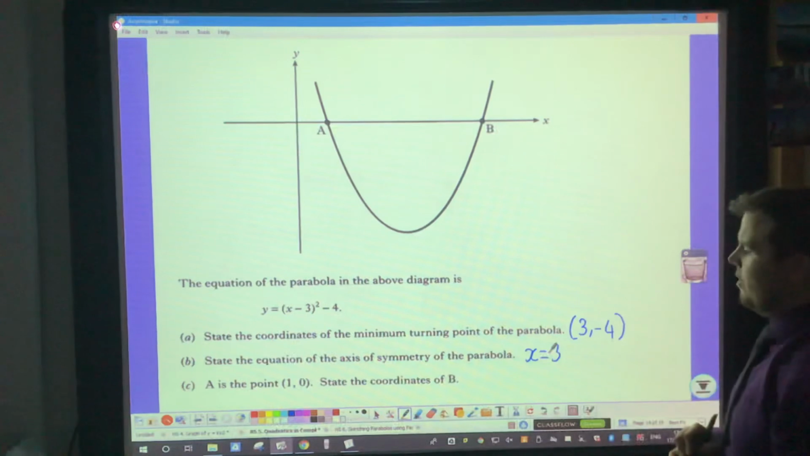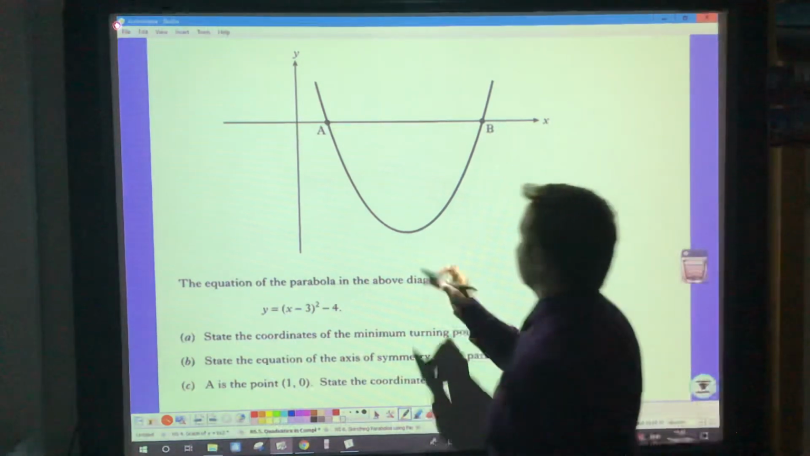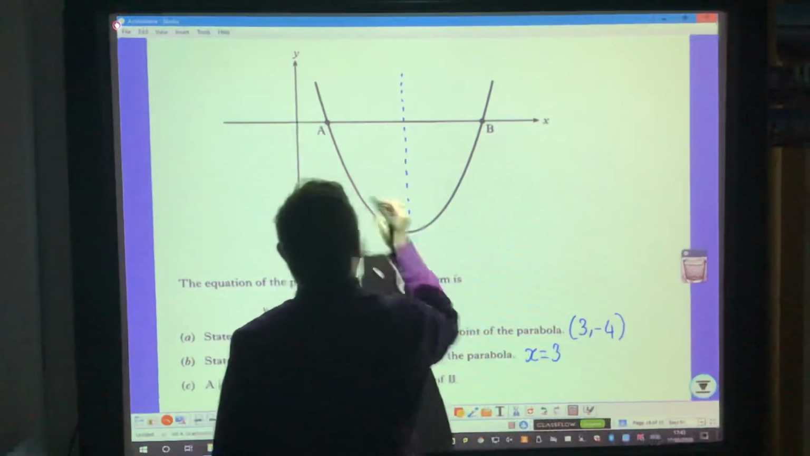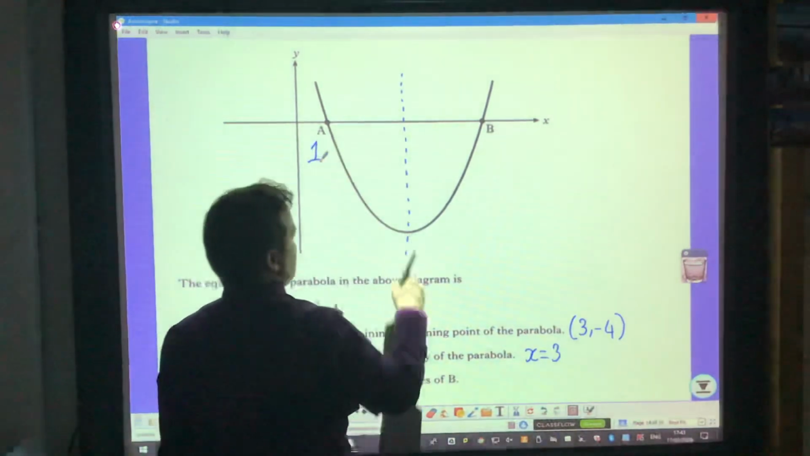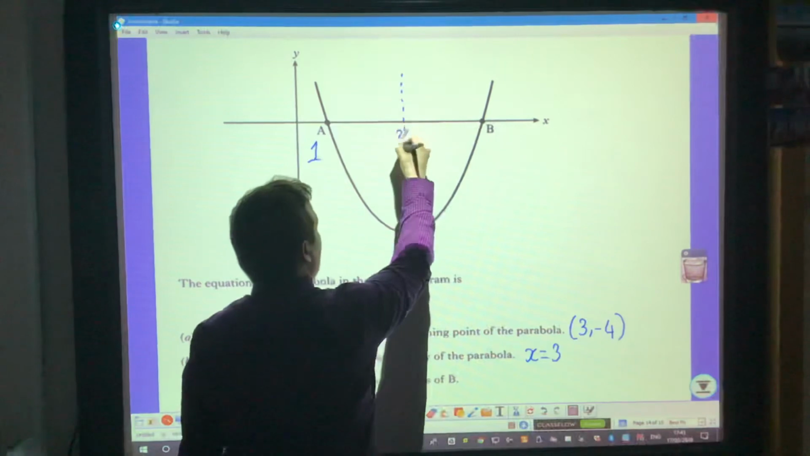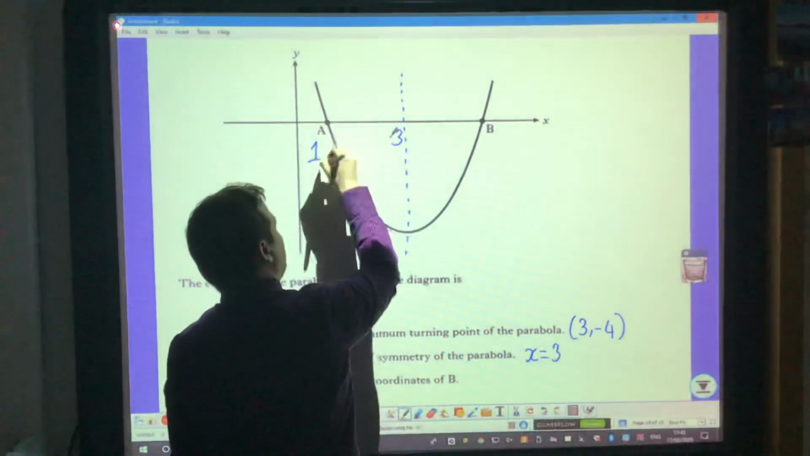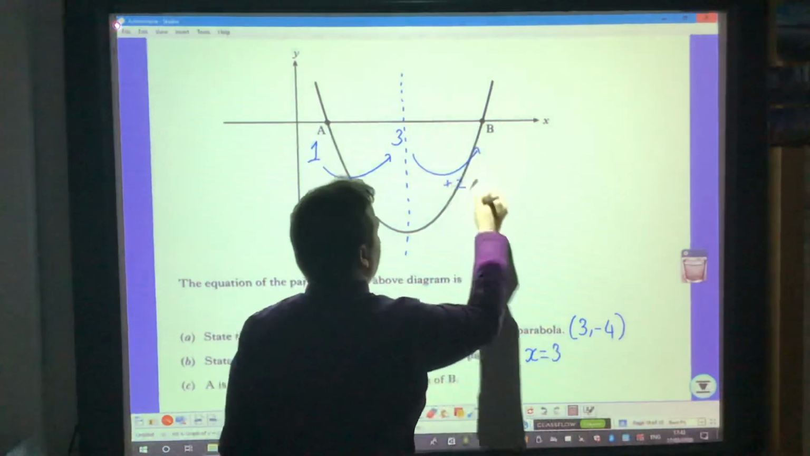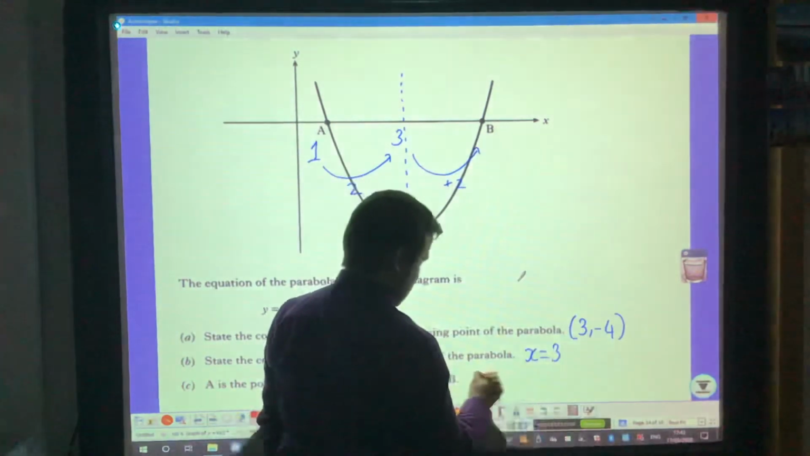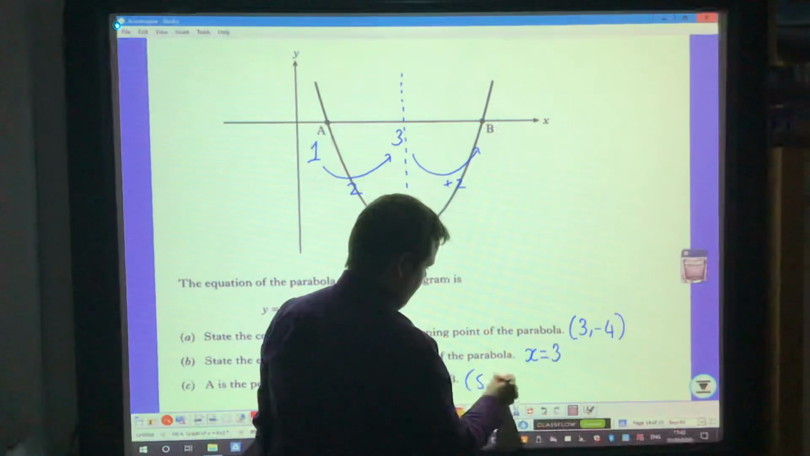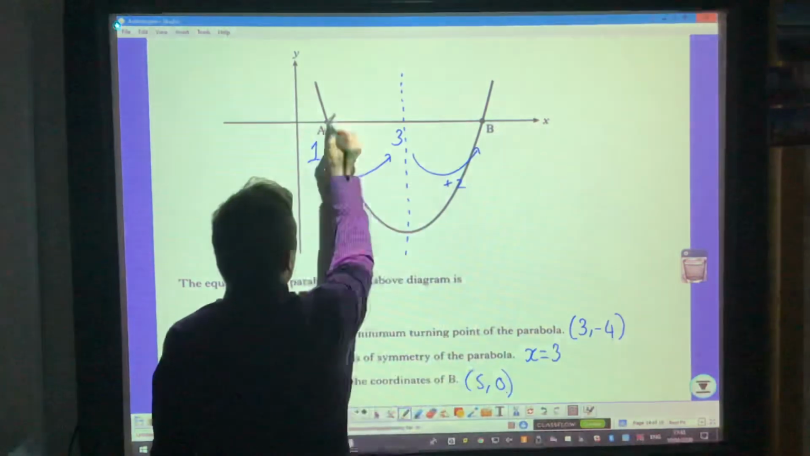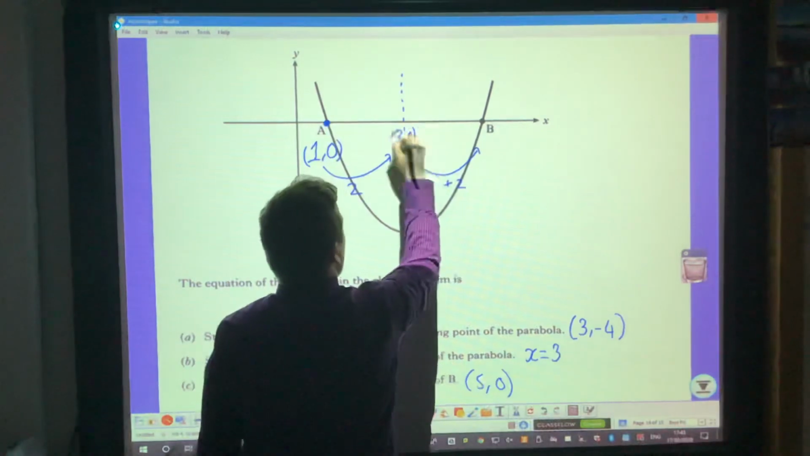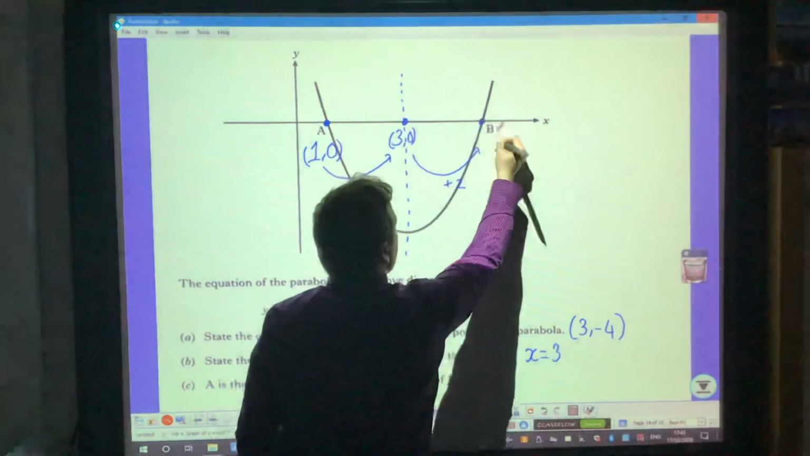A is the point 1, 0, state the coordinates of B. Now, this is all about the axis of symmetry. Symmetrical, right down the middle there. So if that's 1 and the turning point is 3, then there's a jump of 2. Okay, there's a jump of 2, so there must be a jump of 2 there. So the coordinate of B is 5, 0. Okay, it's still on the axis, so that's 1, 0. That would be 3, 0. So that must be 5, 0.